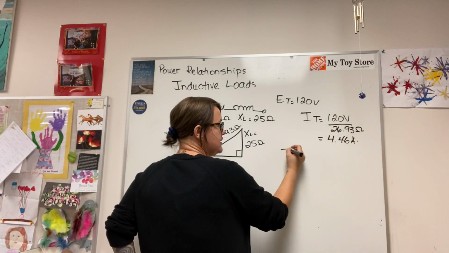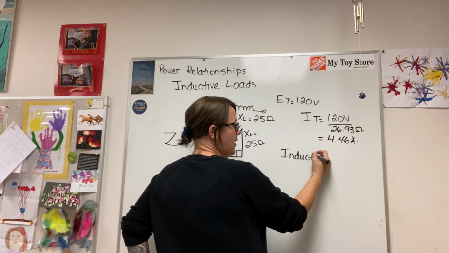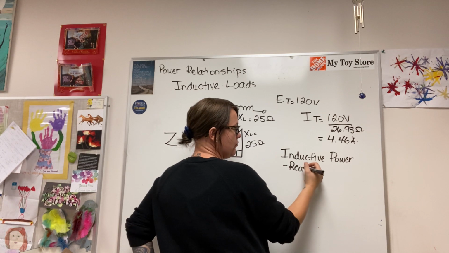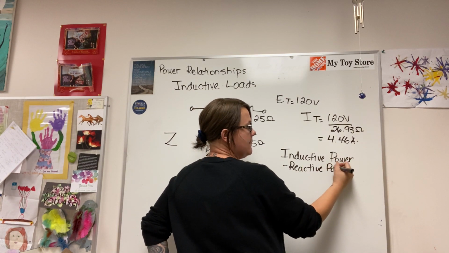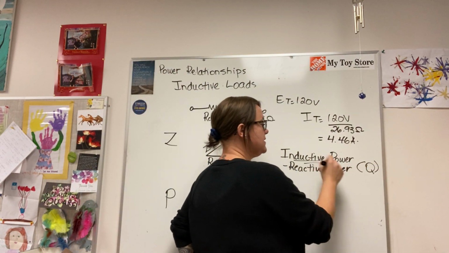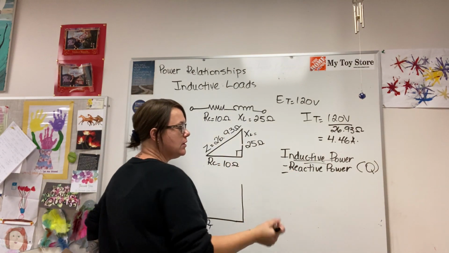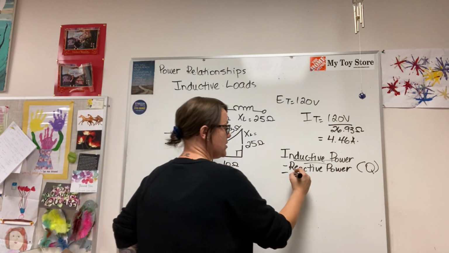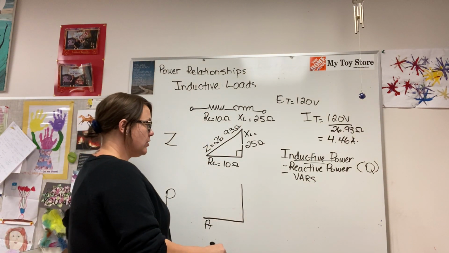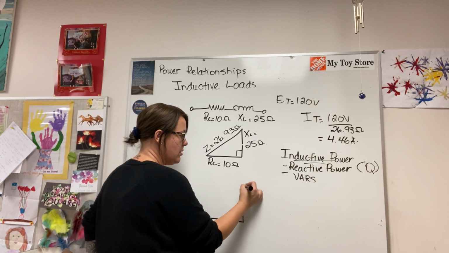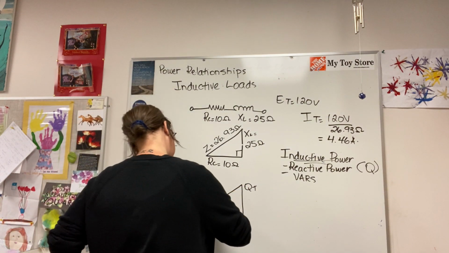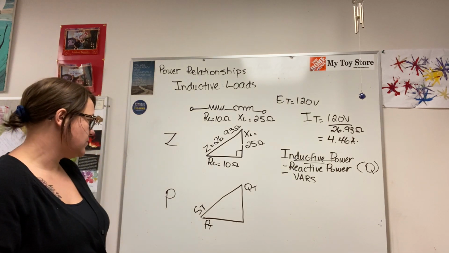Inductive power is also known as reactive power. The symbol for reactive power is Q. So that's from the inductive portion, the XL. And the unit of measurement for reactive power is VARs, volt amps reactive. So that would be my Q. And then the vectorial sum of these two powers is known as your apparent power. I'll come back to that in a moment as well.